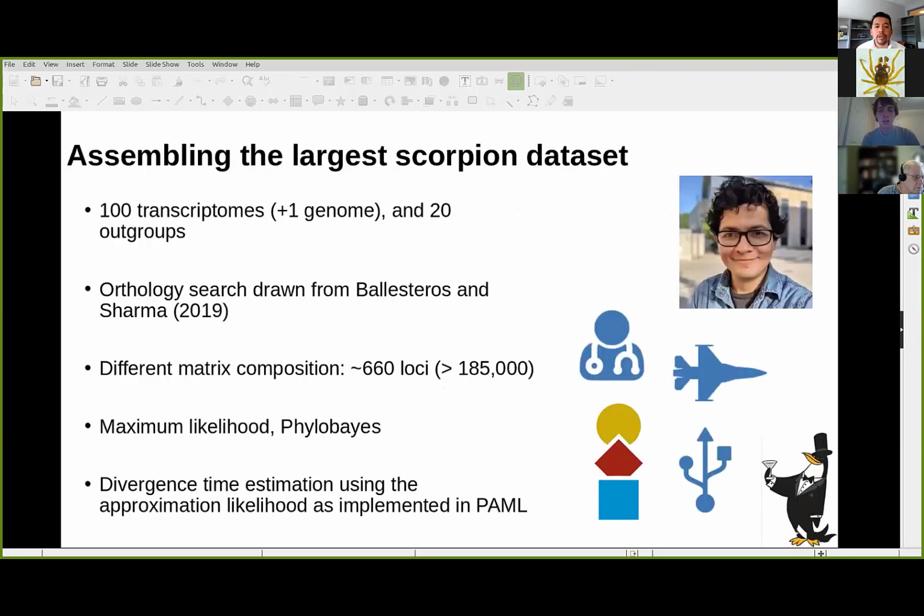And for that, we sampled more than 100, well, actually 100 transcriptomes. We just removed some of them for the final analysis, and added the one genome, Centruroides vittatus. Unfortunately, the genome of Mesobuthus martensii produces a long branch, and we therefore just tried to remove it. I'm not going to stay here on the methods slide, but I'm also happy to take some questions if you want. But essentially, we're just using orthologs that have been recovered in previous analyses, such as Ballesteros and Sharma. And of course, this is something that Chewy has helped me a lot with, for which I'm very thankful.